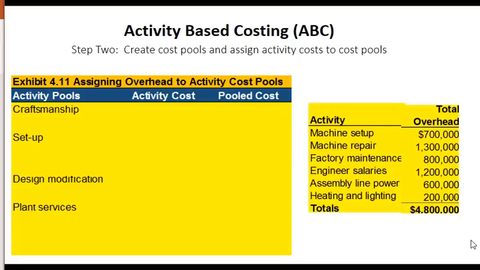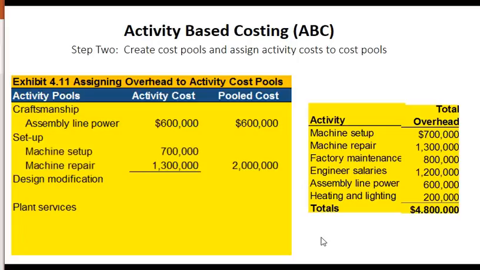So we're going to classify the overhead activities under those cost pools. Again, this is the amount that we had from our previous slide. Under craftsmanship, we're going to have assembly line power, and the activity cost is going to be $600,000. That could be where the people making these products are the craftsmen, using all the power tools and things like that. I'm just coming up with a kind of creative explanation.